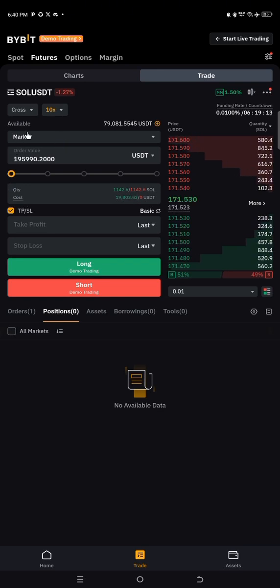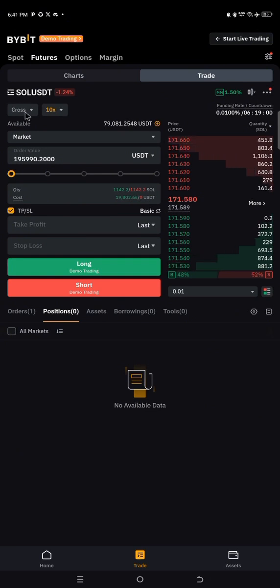So that is it. You have market order and limit order. Market order is you entering the market at the current price of this coin, while the limit order gives you the choice of when to enter the market, right?